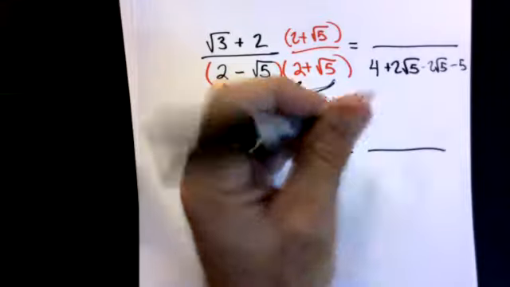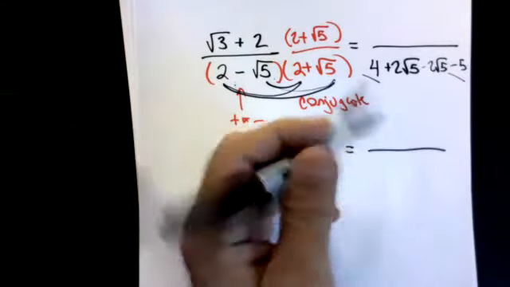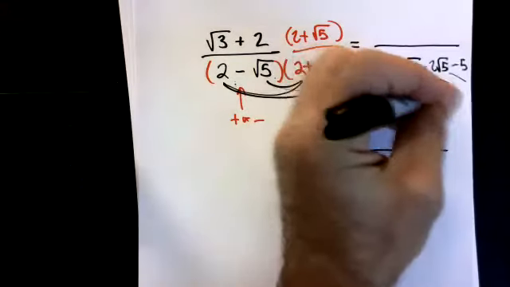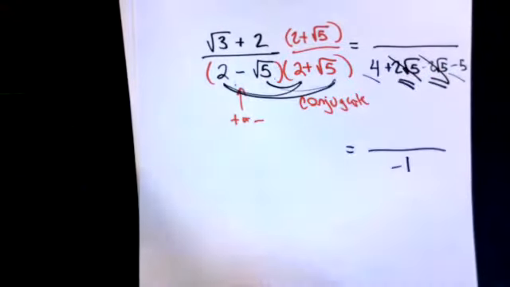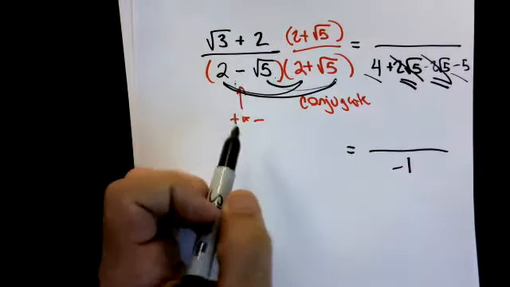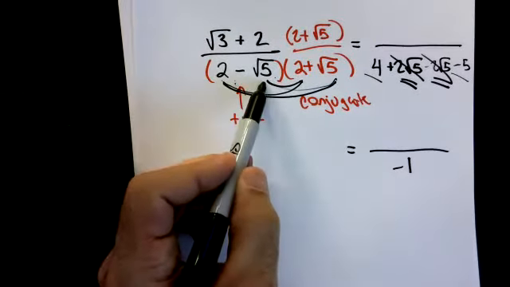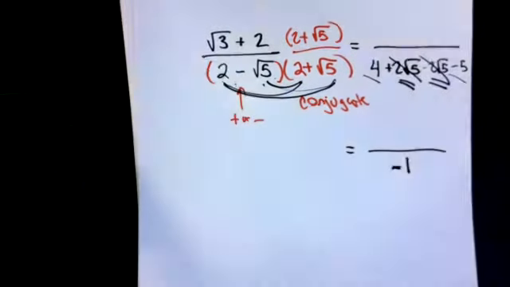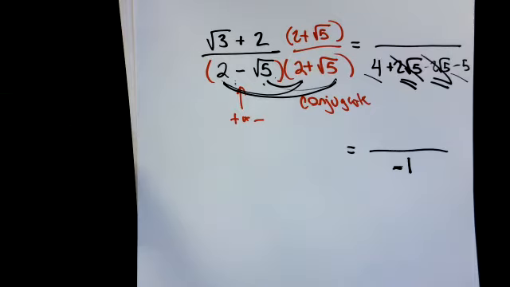Okay, come down here. If I clean this up, 4 plus negative 5 is negative 1. Positive 2 roots of 5 and negative 2 roots of 5 actually cancel each other out. So that got rid of my radicals on the bottom. So I went from having a square root on the bottom to now being only whole numbers. Nice.